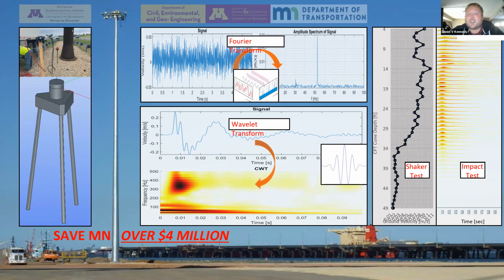So how are we going to test for these? In the middle, I have two methods that we've identified. We have a pneumatic shaker test and we have a hammer impact test. Both these tests use a cone penetration testing truck with a seismic geophone to listen to the ground movement next to the pile. The first test is the shaker test.